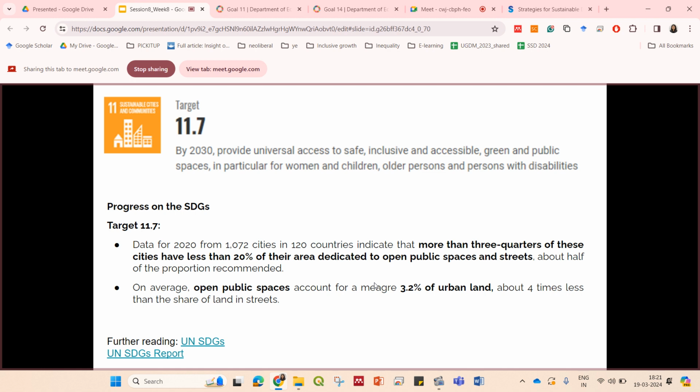And this is not entirely up to the benchmark or what is optimum, and it is about half of the proportion that is recommended to be open and public spaces. Also, on average, open public spaces account for a meager 3.2% of urban land, which is about 4 times less than the share of land in streets. So this is the information about the progress on target 11.7.